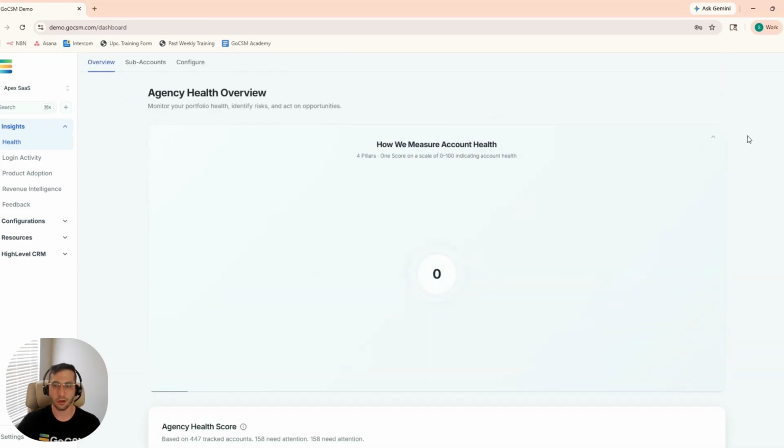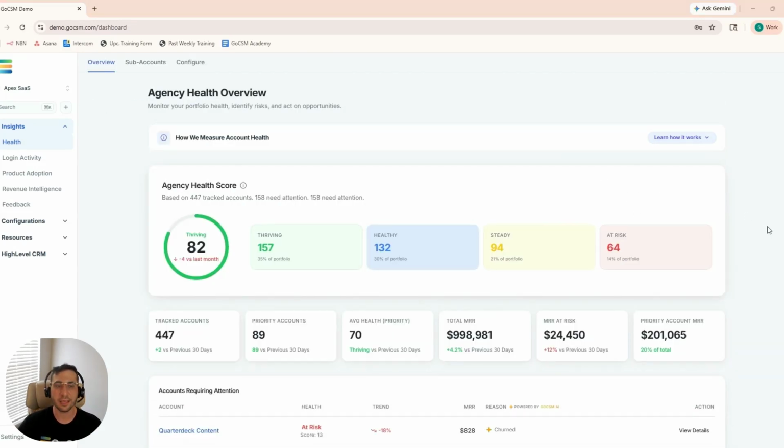So, you can go to health overview and look at the agency health score and look at the band distribution. How many accounts are thriving? How many are healthy, steady, and at risk? And more importantly, you're looking at how these numbers are actually moving week to week. So if the at risk number is growing and thriving is shrinking, then the problems are simply outpacing what your team is doing to try to solve them. So if that ratio is actually improving, then your processes are working.